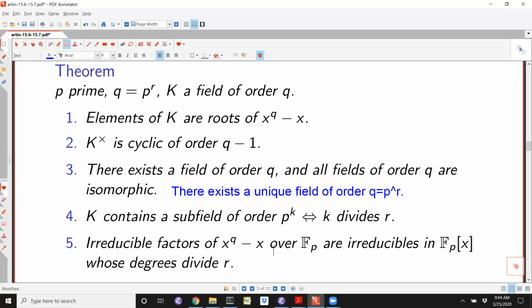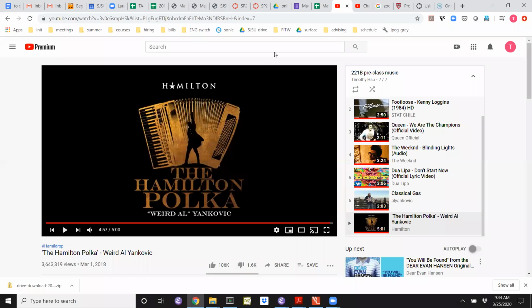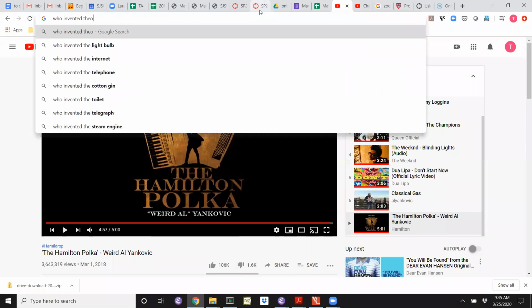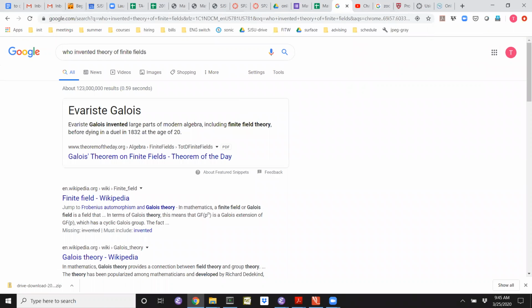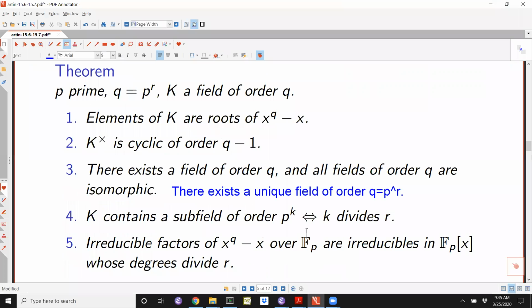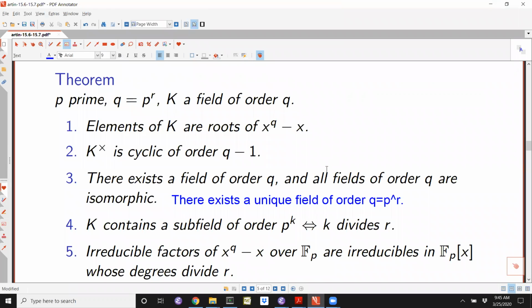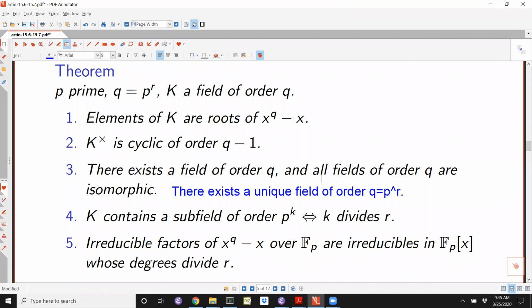I should have looked this up. Who invented the theory of finite fields? Hey, I've always wanted to do this. I always have students Google things, so let me Google something here. Who invented the theory of finite fields? It is Galois, of course it was Galois. I can't believe I forgot that. So thanks to Galois, who worked all this stuff out. That's why these things are often called Galois fields, because their theory was pioneered by Galois. Interesting fella. Anyway, good stuff.